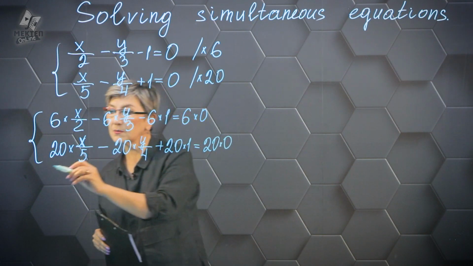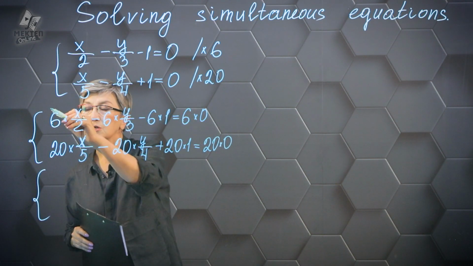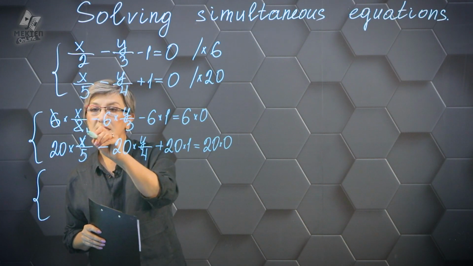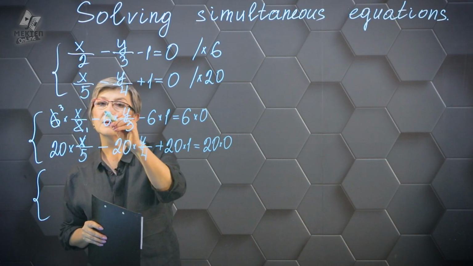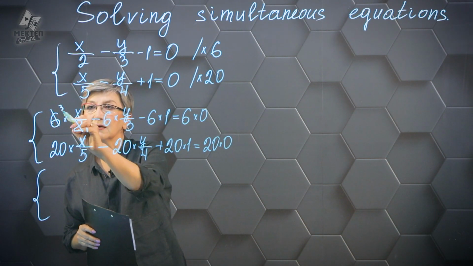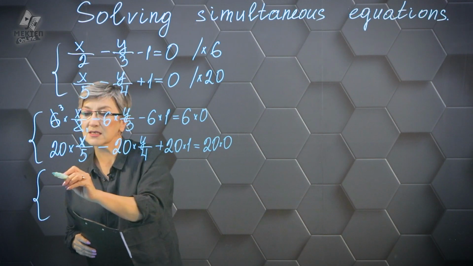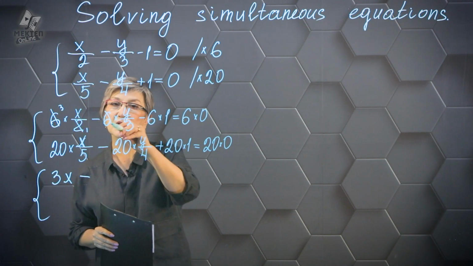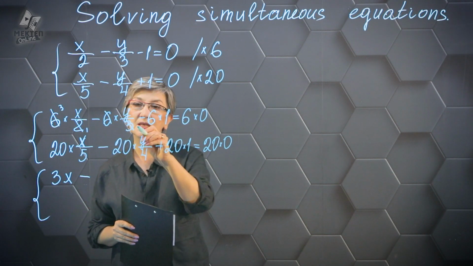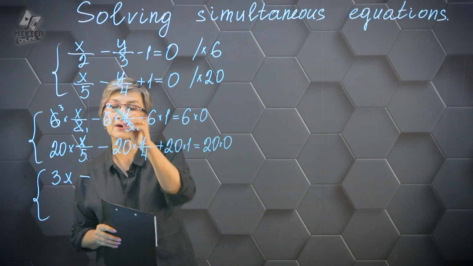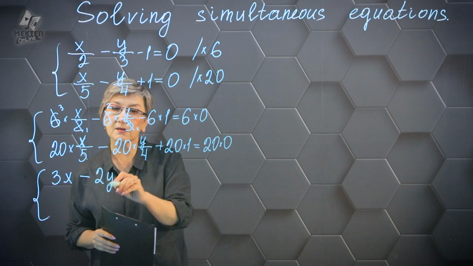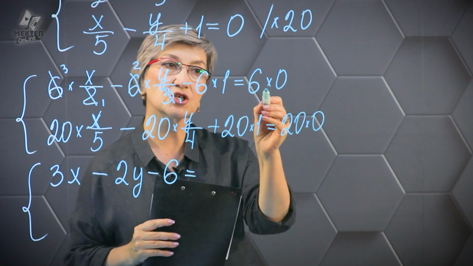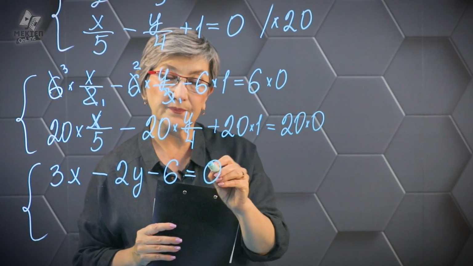What do we get as a result? I can divide 6 and 2 by 2, getting 1 and 3. I will get 3 multiplied by x, which is 3x, minus, since 6 and 3 can be divided by 3, 2y. Minus 6 times 1 equals 6, equals 6 times 0, which is 0.